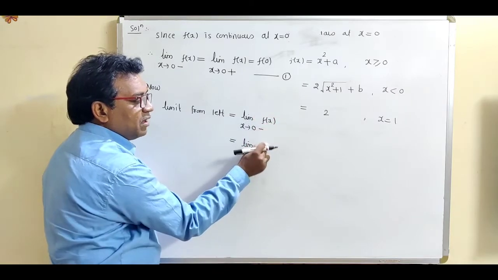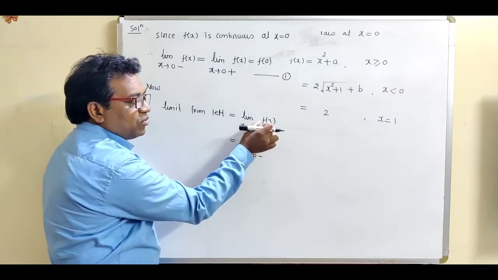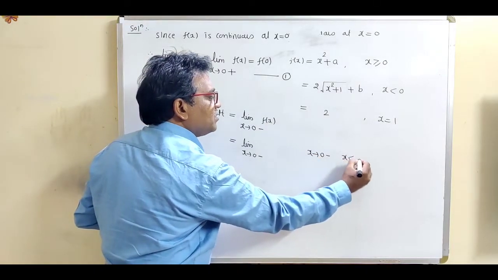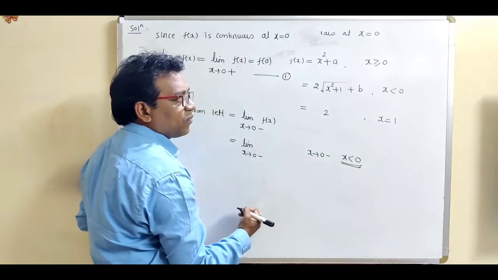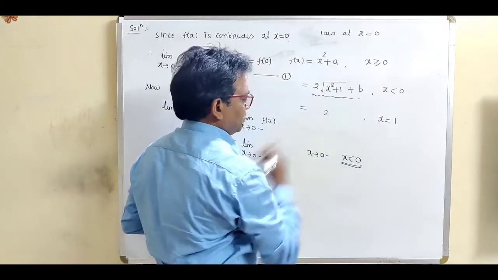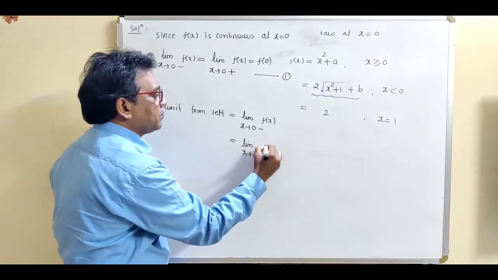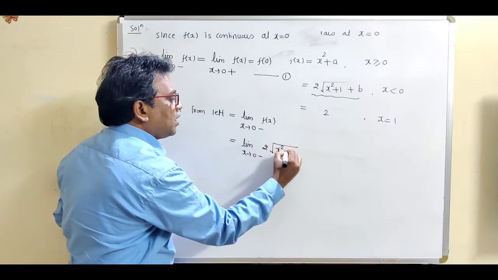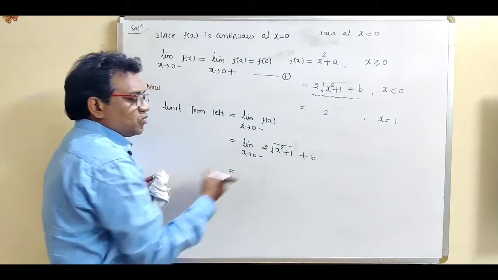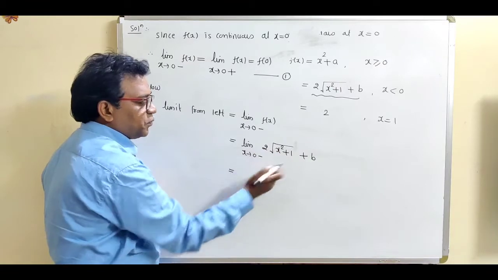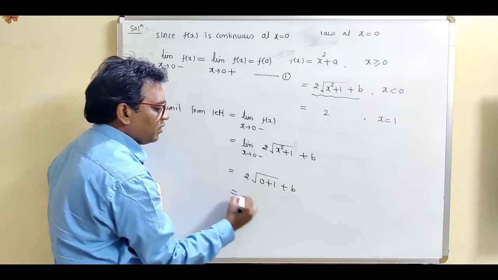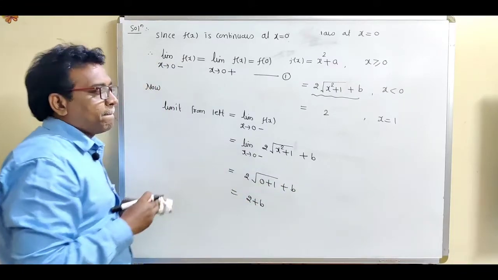Now we have to write this f(x). So how to select this f(x)? Extending to 0 minus means we have this condition x less than 0. So x less than 0, this is our required condition. So this is our function. So put this function. So this is 2 under root x square plus 1 plus b. Solve this limit by putting x equal to 0. This is 2 under root 0 plus 1 plus b. Root 1 is 1. So this is the same as 2 plus b.